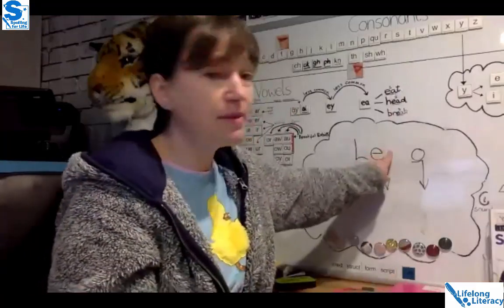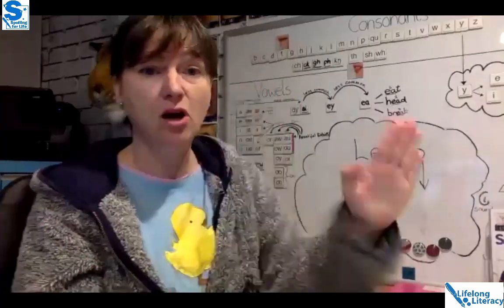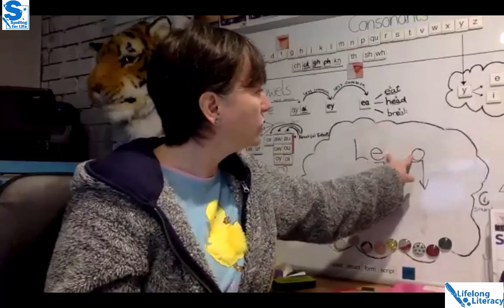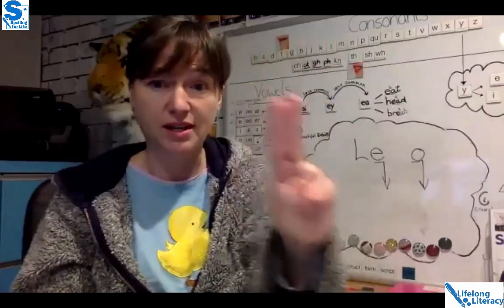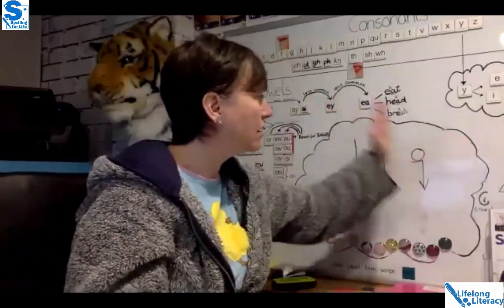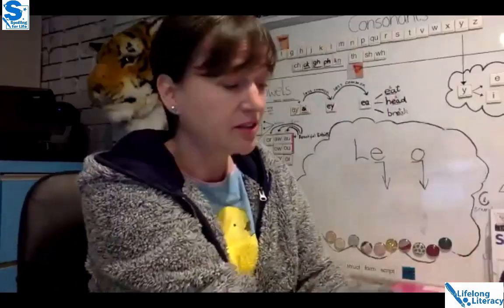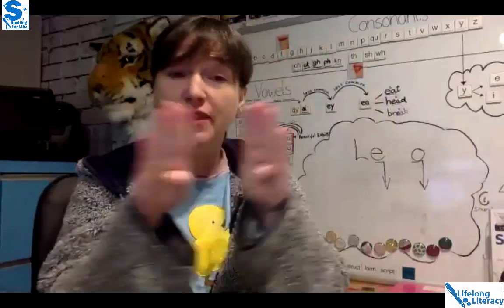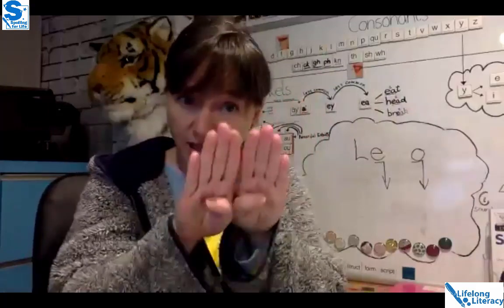The E says its name in the open syllable. The O says its name in the open syllable. Leo. So that's not these 2 letters combined to make one sound. 2 distinct sounds, E, O, like that. That's not a digraph. It just so happens that those 2 letters are next to each other, but they're not combining. So that can happen.